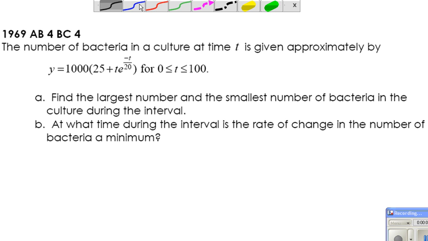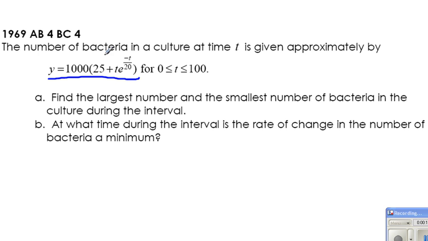Now, the number of bacteria in a culture. So basically, this is the function that talks about the number. The first question is: find the largest number. When we're talking about the largest, it implies the derivative, and number, we're talking about that function right over there. And smallest number. So once again, it talks about the minimum and number. That means we're looking at that function.